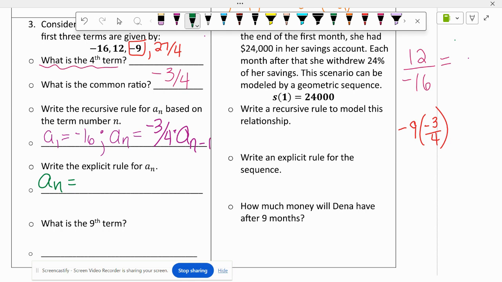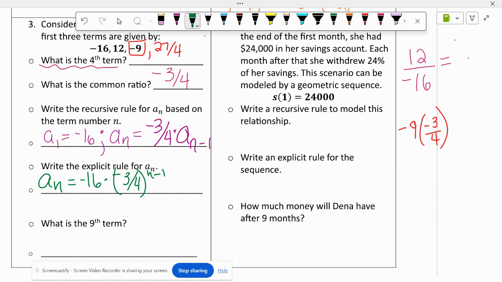So hang on, Uriah. What is the first term? Good job. So negative 16 times, keep going, sir. Perfect. To the power of, so you see how I put negative 3/4 in a parenthesis? Because we can't raise a negative number to a power unless it's in a parenthesis. N minus 1. Good job, Uriah.